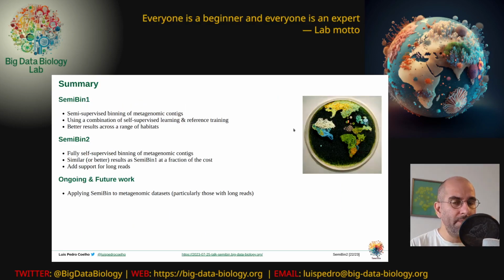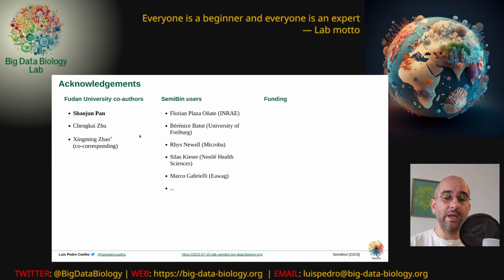So let me just summarize. SemiBin1 was semi-supervised binning of metagenomic contigs, and it got really good results. But it was a little bit slow, and it didn't work well for long read contigs. So with SemiBin2, we've made it much faster. The original name comes from this semi-supervised learning. We now don't recommend it anymore, because ensemble-style learning gets better results at a fraction of the cost, and we can now do long read as well. And now we're applying this extensively.